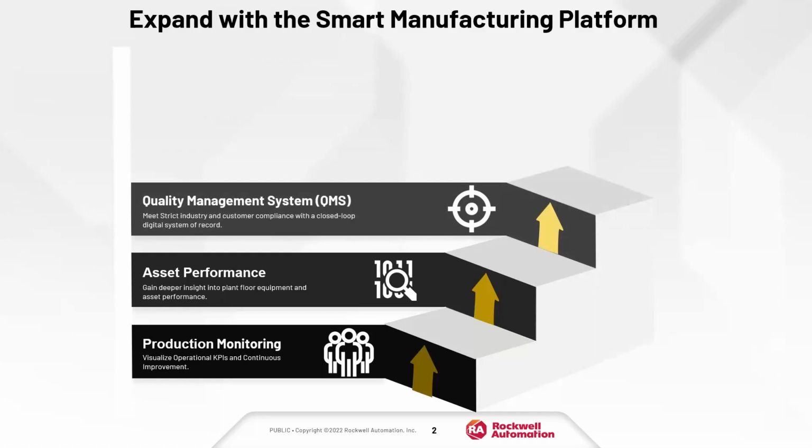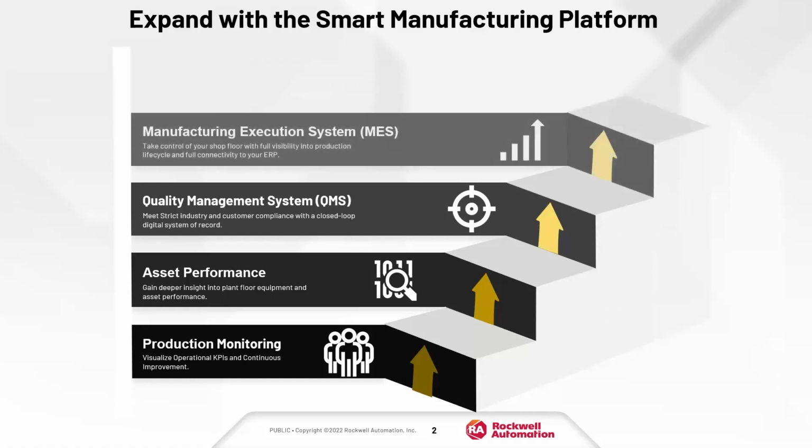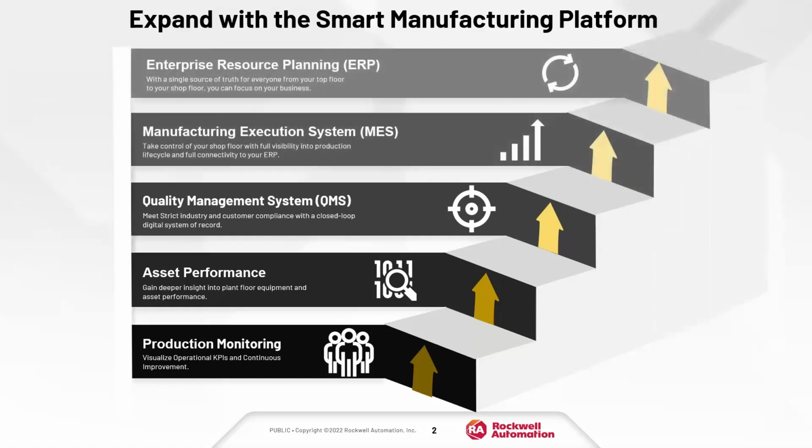From there, we can expand into Plex Quality Management software to allow us to better manage our quality in a closed-loop digital system of record. We're starting with a crawl, walk, run approach, as I call it, that allows us to build up over time and expand our capability. So we layer quality on top of what we have. And from there, we can expand to full-blown manufacturing execution systems, or MES, or even ERP. It's all part of the Plex umbrella of offerings that I like to call the Smart Manufacturing Platform.